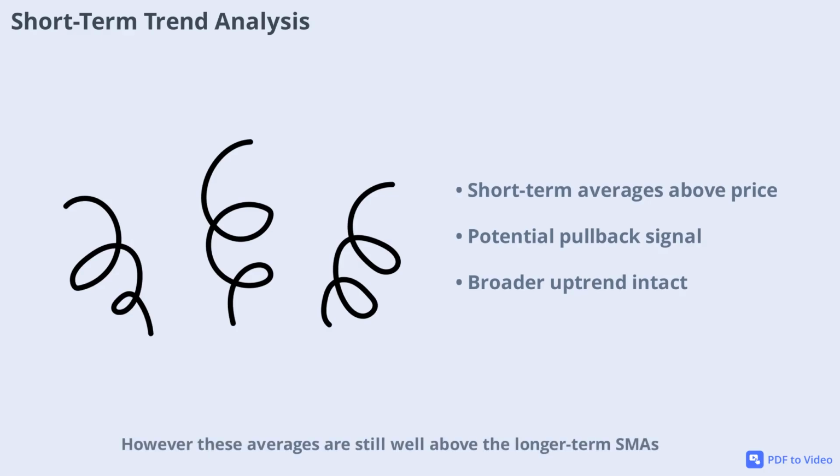However, these averages are still well above the longer-term SMAs, showing that the broader uptrend remains intact. Traders often watch for crossovers between short and long-term averages to anticipate shifts in momentum. Let's see how these short-term signals fit into the bigger picture.